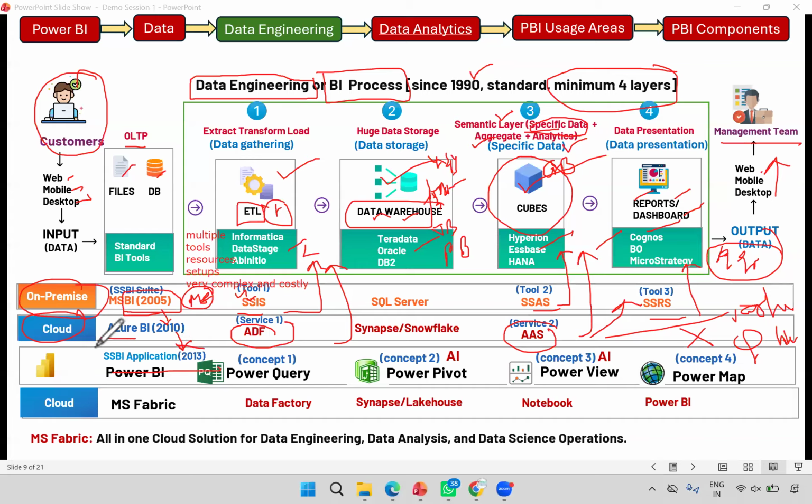It is a single application, the most important point. Only one application, not multiple services, not multiple tools. Single application with multiple components or multiple concepts. The first concept is Power Query. Power BI, Power Query. This is for ETL. Power Pivot for storage. Power View and Map for mapping and reporting operations.